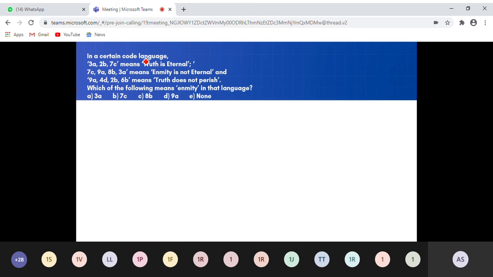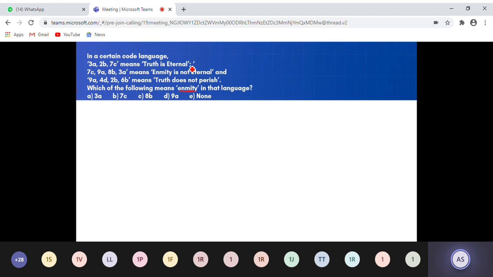In a certain code language, 3A, 2B, 7C means truth is eternal. 7C, 9A, 8B, 3A means enmity is not eternal. 9A, 4D, 2B, and 6B means truth does not perish. Which of the following means enmity in that language?